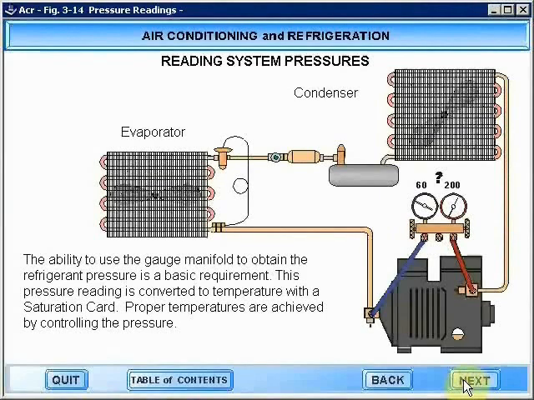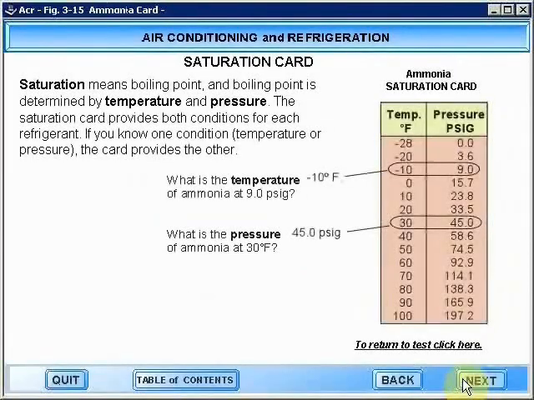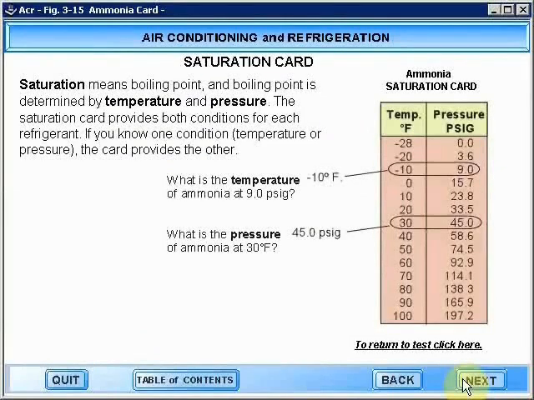The ability to use the gauge manifold to obtain the refrigerant pressure is a basic requirement. This pressure reading is converted to temperature with a saturation card. Proper temperatures are achieved by controlling the pressure. Saturation means boiling point, and boiling point is determined by temperature and pressure. The saturation card provides both conditions for each refrigerant. If you know one condition, either temperature or pressure, the card provides the other.